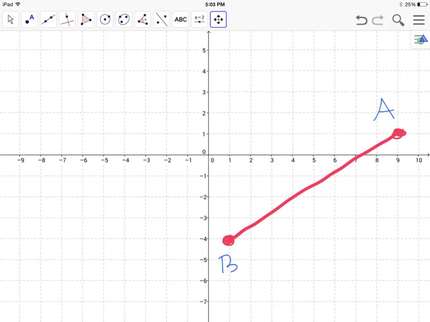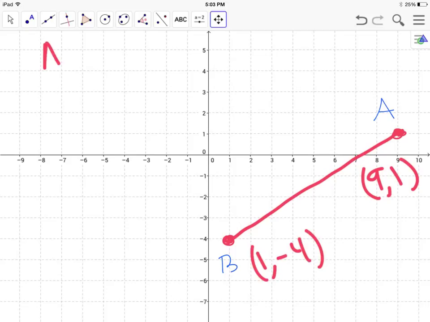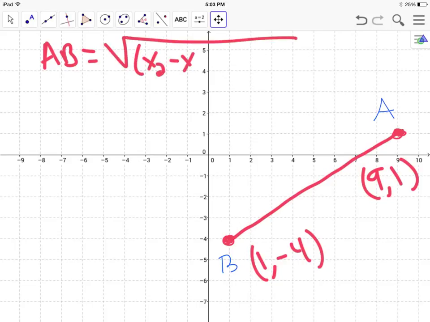Alright, so let's say we want to find the distance between A and B. Now you could take a ruler out and measure it, but you're not always going to have a ruler to use. So you want to use these formulas, because most of the time they probably won't even put it on the graph. They're just going to tell you that point A is (9, 1) and point B is (1, -4). So if you remember, the formula is the square root of (x sub 2 minus x sub 1) squared plus (y sub 2 minus y sub 1) squared. So all you have to do is fill this out.